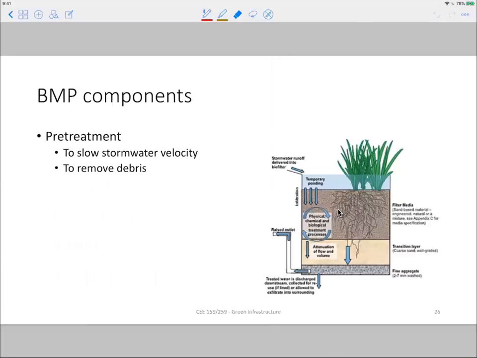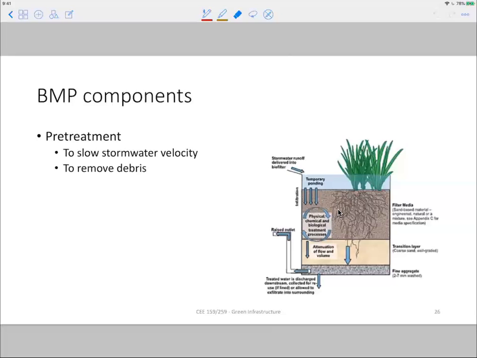So the very first component is pre-treatment. The reason why it is important is because it removes some large debris as well as reduces the flow rate or the speed of stormwater. So it's like a speed breaker. You want to slow down the stormwater so that it causes less damage to the BMP or other sections. The way they are designed in this particular right side of the figures, there is no design that reduces the stormwater velocity.